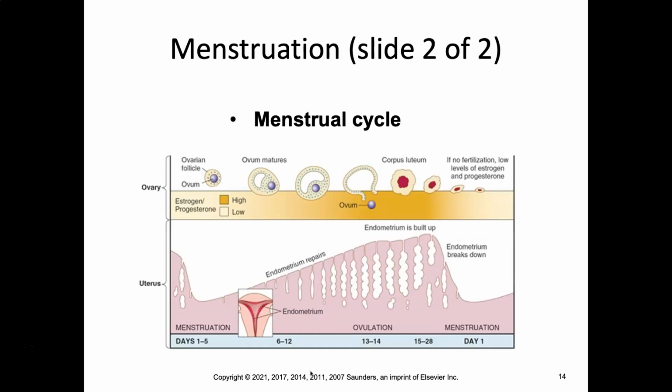And this is a good visual. It gives you an idea of when your estrogen is high, when your estrogen and progesterone, they work together, when they're high, when they're low, and what's happening in the ovary while this happens versus what's happening in the uterus.